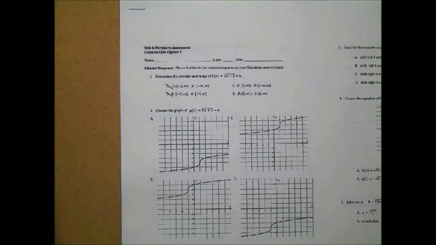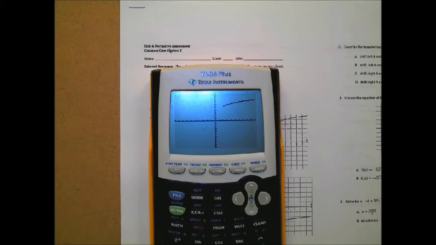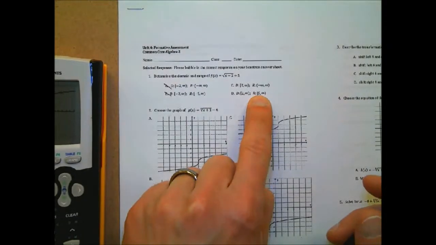Now let's look at our range. What's our lowest y value going to be here for this graph? What's the lowest y? 5. Okay, and so that gives it away then, right? Because the only one that has the lowest y value of 5 is D. It's got to be D.